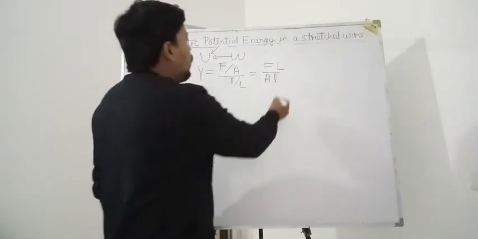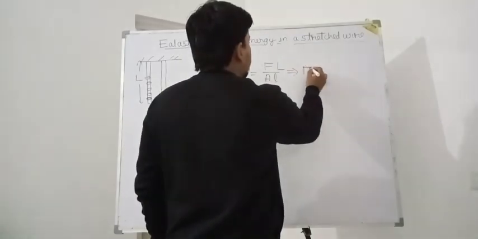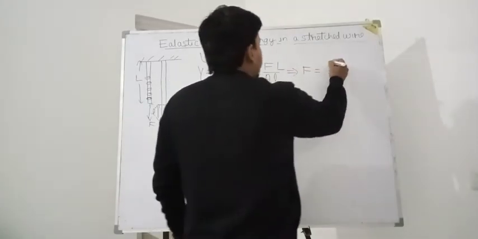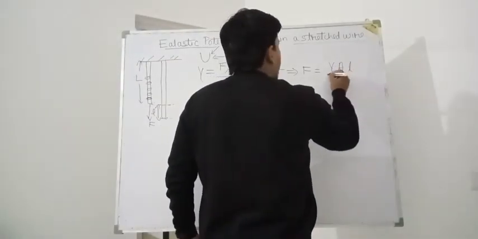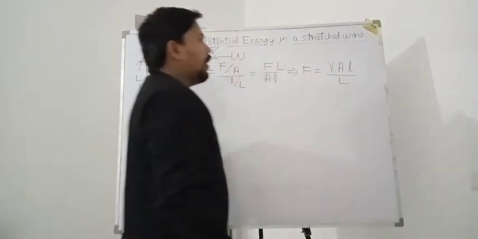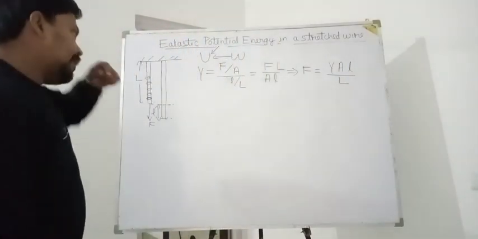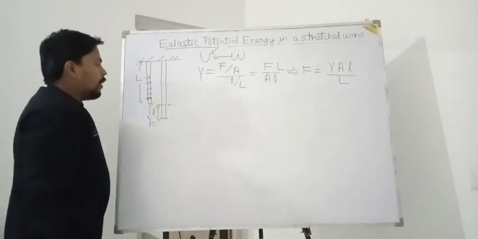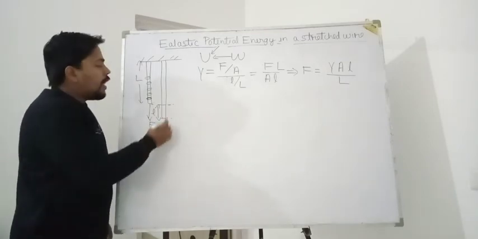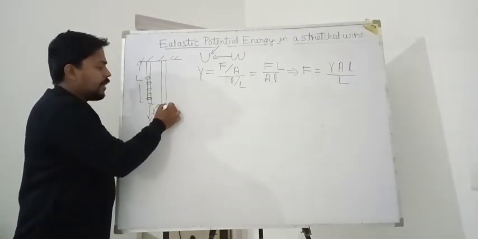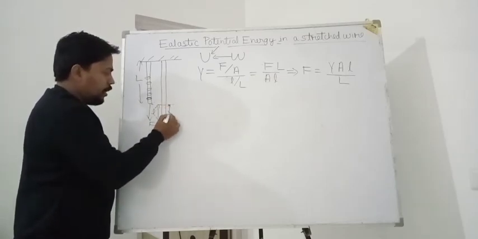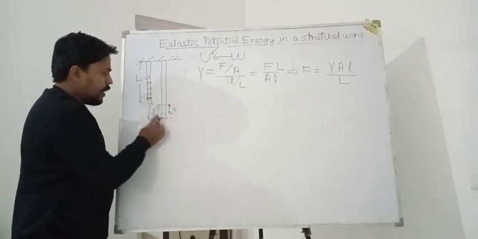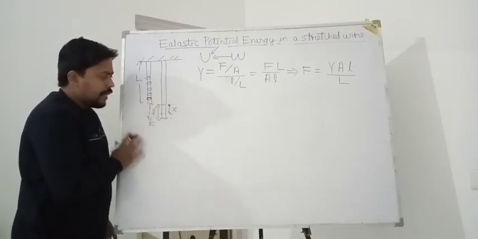Okay, so if you want to define force in terms of Young modulus, we can write it as gamma, that is the Young modulus, into A into small l upon capital L. This is how we can write. And let us say that I am talking about x length, the extension. Let us say the wire has reached only this x length, where x is less than small l.